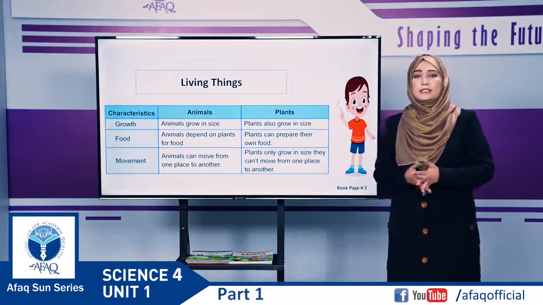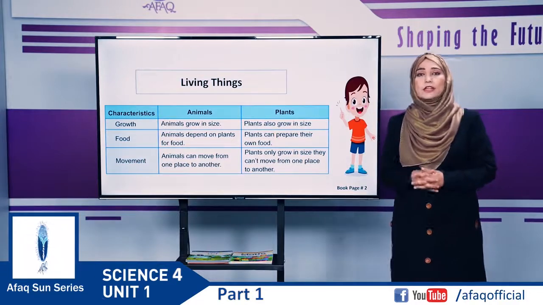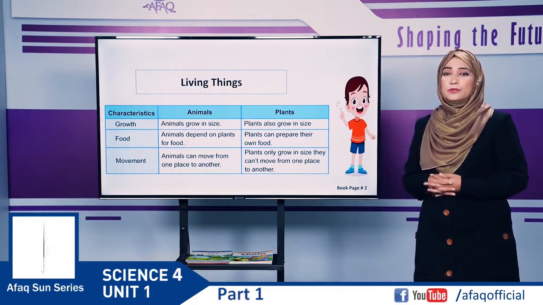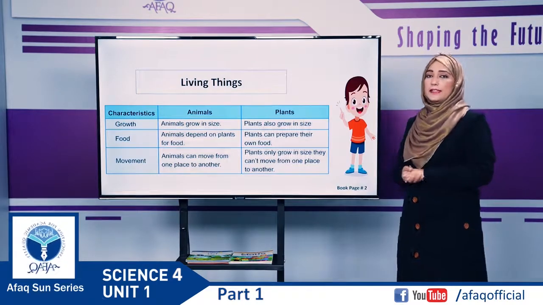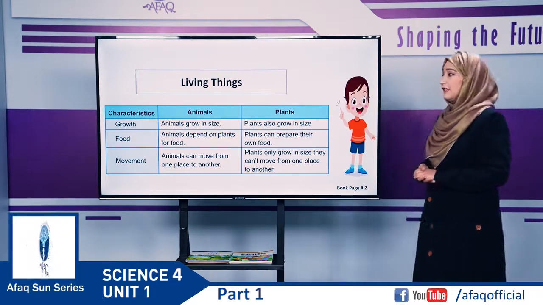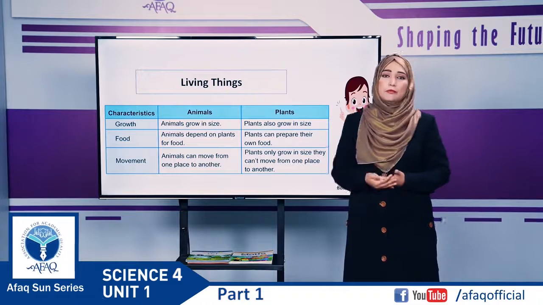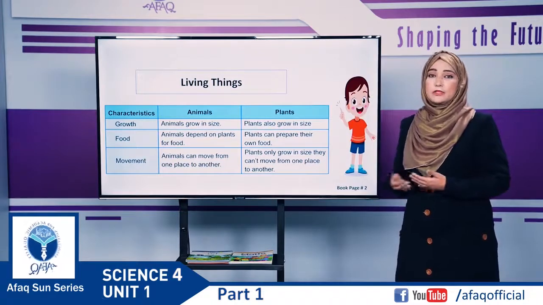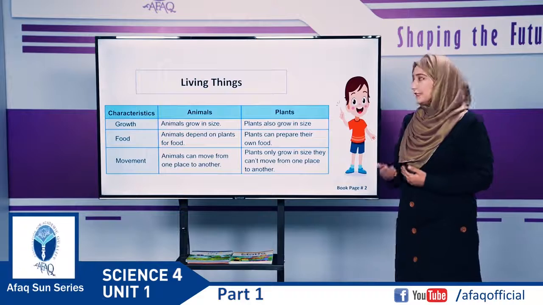The major difference is of food. Animals cannot prepare their food, but plants can prepare their own food. This is the major difference in animals and plants. Similarly, animals can move from one place to another, but plants cannot move from one place to another. They just grow in their size.